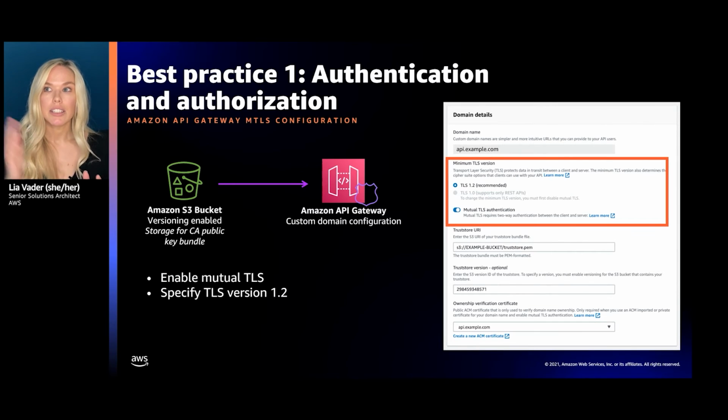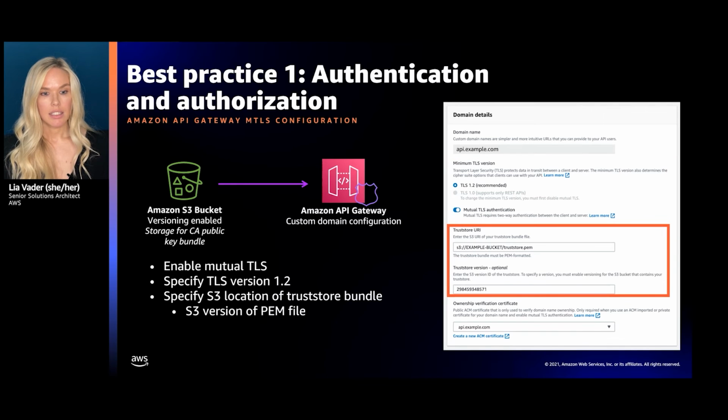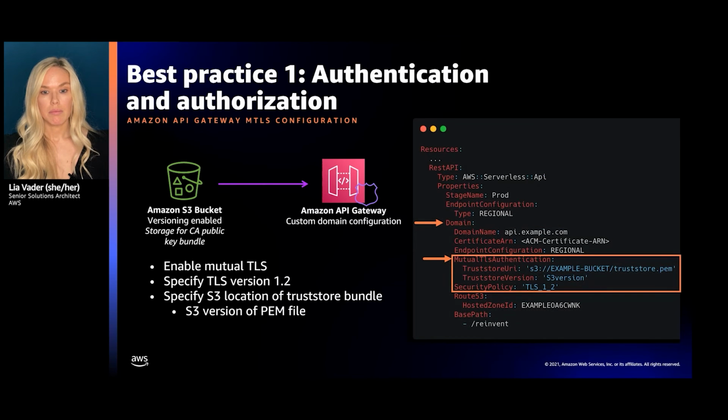Next, here in the console, we can go ahead and enable MTLS. So mutual TLS, turn that on, and TLS 1.2 is required. And then we're going to point it to the S3 location of our trust store bundle and specify our S3 version. And this is how we do it in SAM. Note that this is configured in the domain property. And again, we specify the location and the version, and then set the security policy to 1.2.